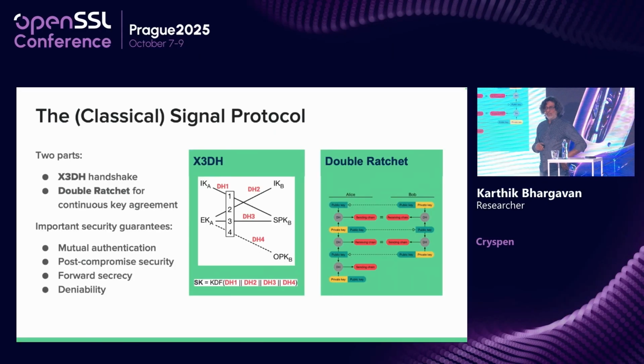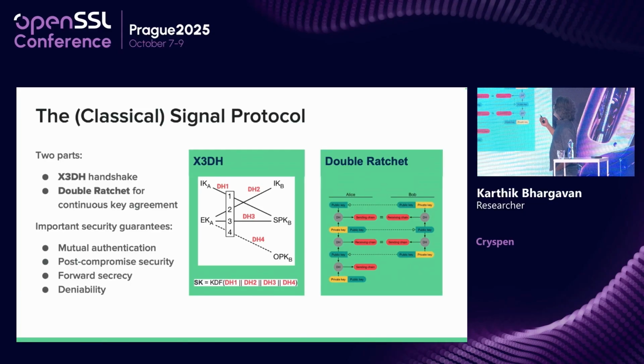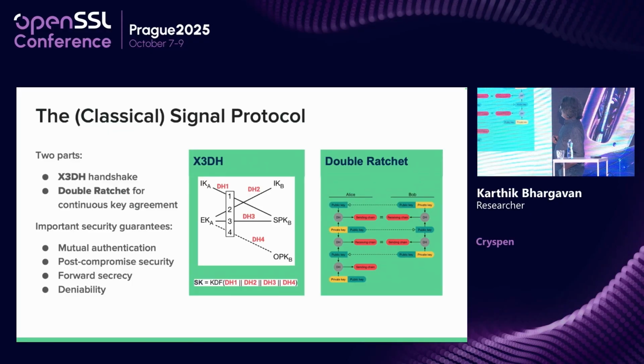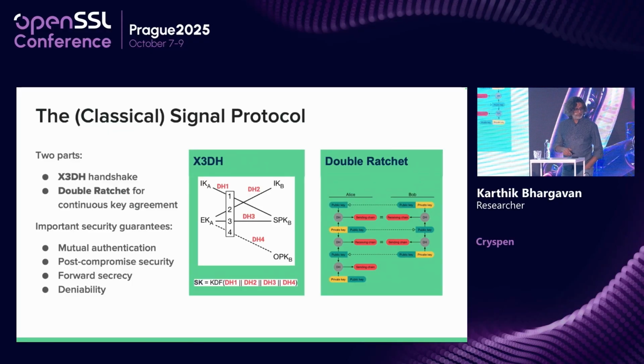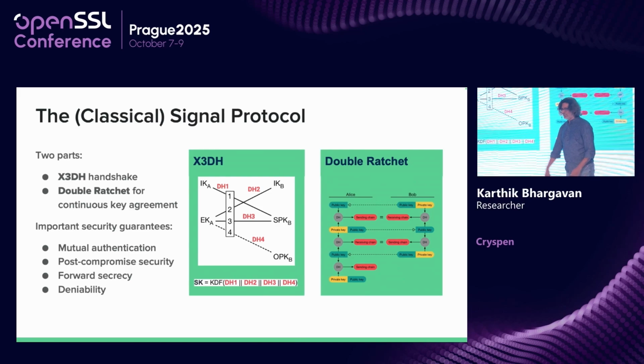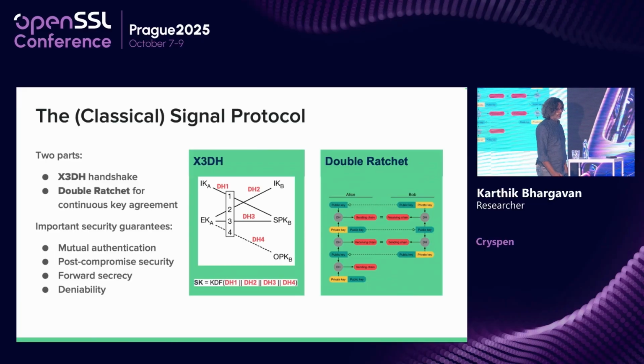So here, let's look at an example, which is Signal. Right? So this is the classical Signal protocol. It has something called X3DH to do the initial key exchange, and then it has this ratcheting protocol, right? So it does a double ratchet. And it gives you all kinds of lovely properties, including something called post-compromise security, and so on.